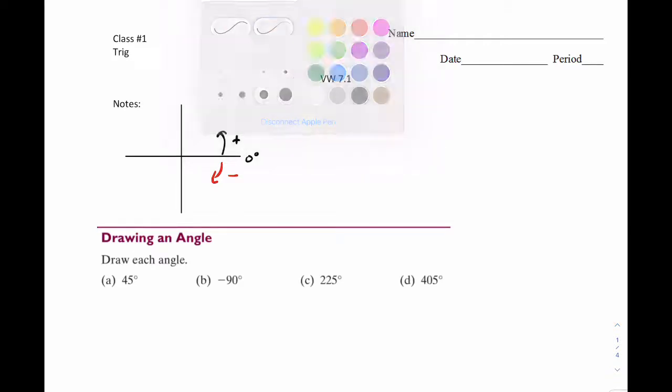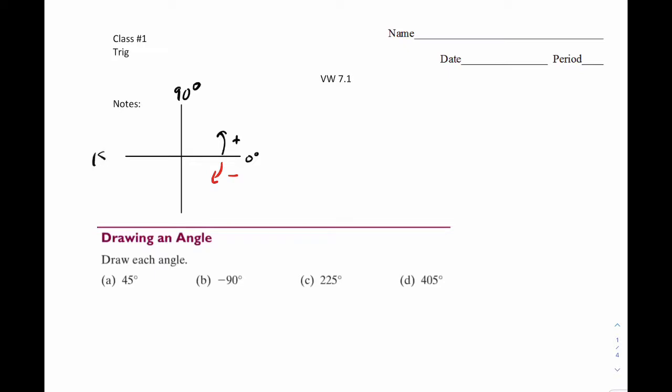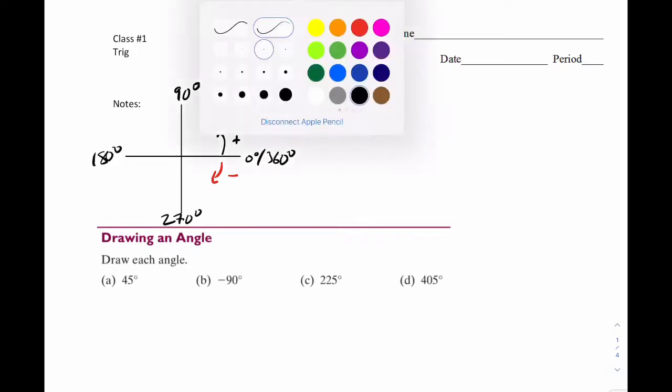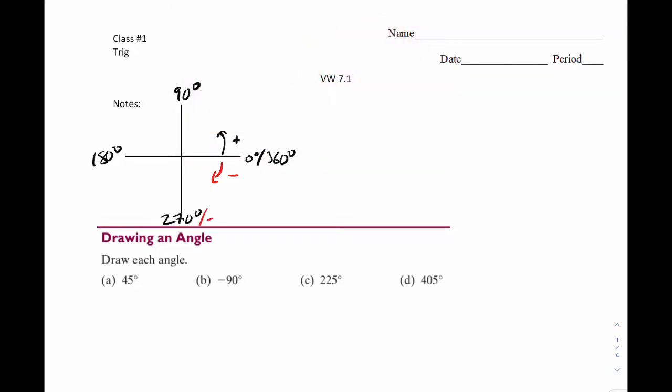So if I were to keep going in the positive direction, this would be 90, 180, 270, and 360. If you were to go in the negative direction, this would be negative 90, negative 180, negative 270, and of course negative 360.